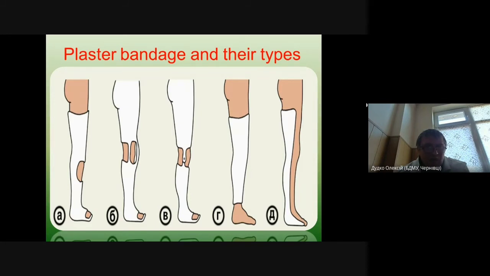So it can be used only for those fractures that are without displacement and have no chance to be displaced in this bandage. And again, we have a circular bandage with a window if we have a wound here and we want to take care of the wound, so we can apply this type of bandage.